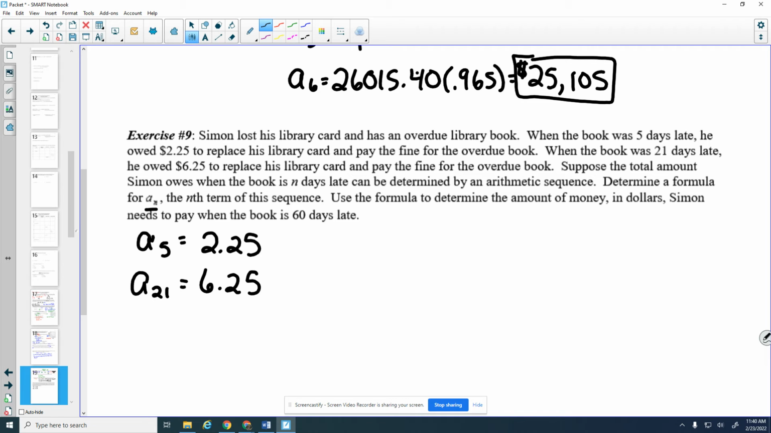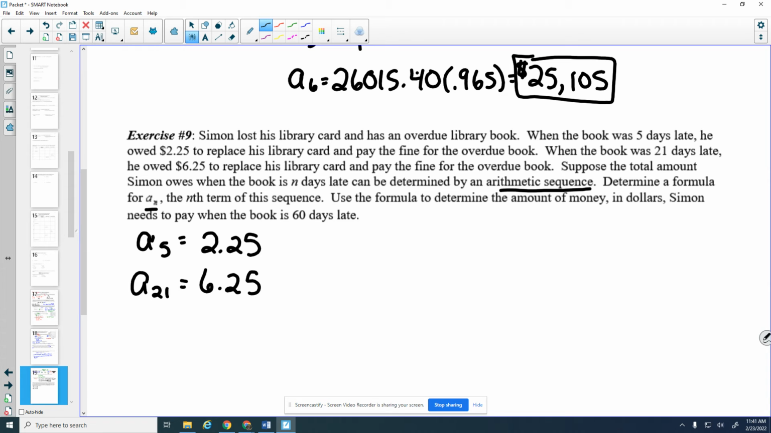Suppose the total amount Simon owes when the book is n days late can be determined by an arithmetic sequence. So they are telling me it's an adding pattern, which makes sense for how library fines work. Determine a formula for a sub n, the nth term in the sequence. Use the formula to determine the amount of money in dollars Simon needs to pay when the book is 60 days late. Now, the issue is I don't have terms in a row here.